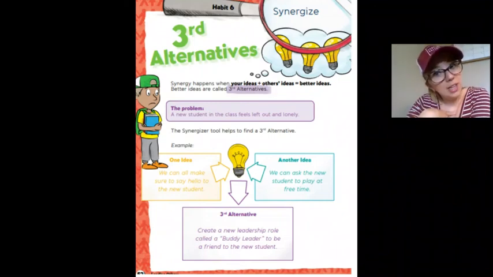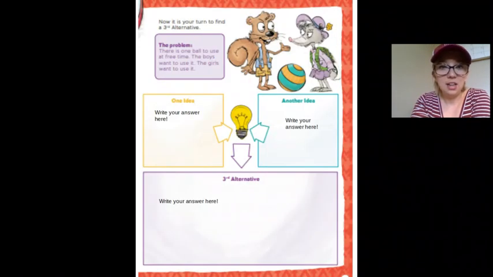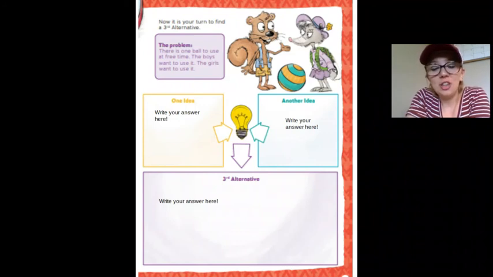But I don't want to make the idea by myself because I need everyone's ideas to get that third alternative. All right, moving on to the next slide. Up at the top, it has our 7 Habits critters, and they do not look super happy with each other. So let's find out what the problem is.